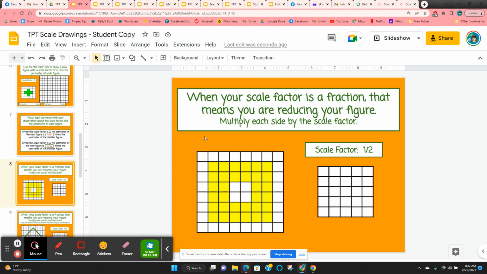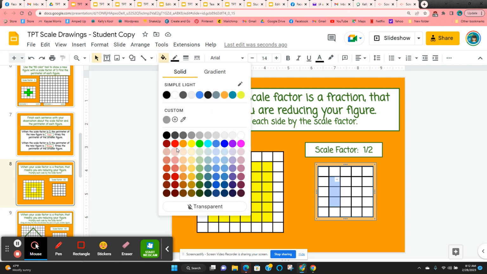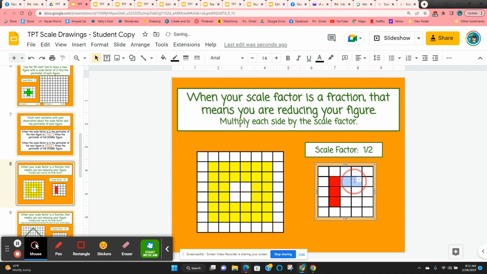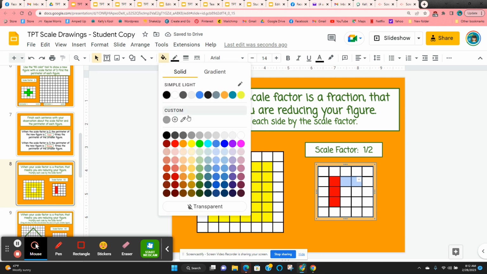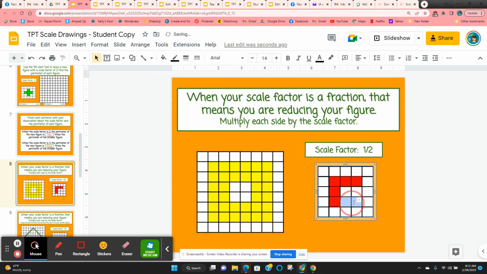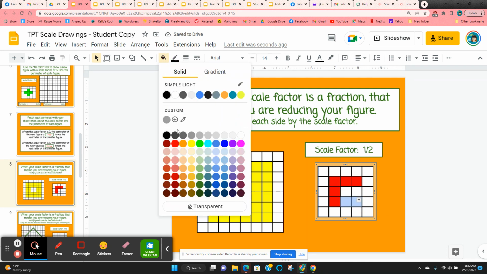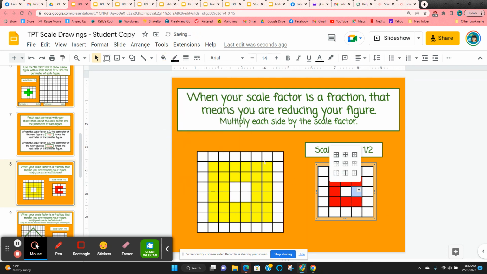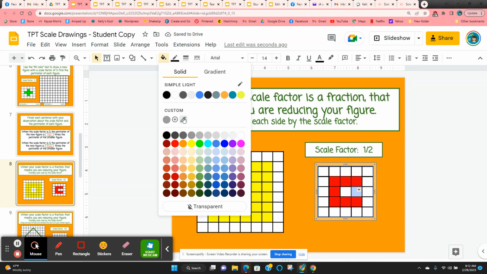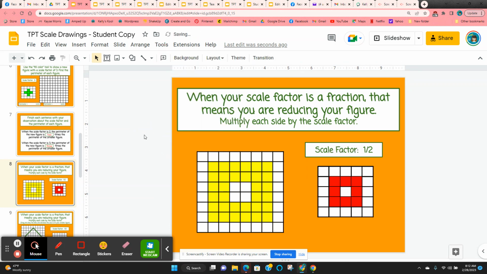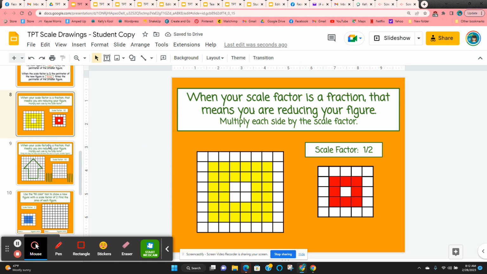Now, this one has a scale factor of 1/2. So that means it's going to be reduced in size. So instead of multiplying by 2, the students are going to divide every side by 2. And again, they just highlight what they need. They can choose any color they like. And they're going to have the same shape, just a different size. And if your scale factor is a fraction less than 1, that means they're reducing it in size.